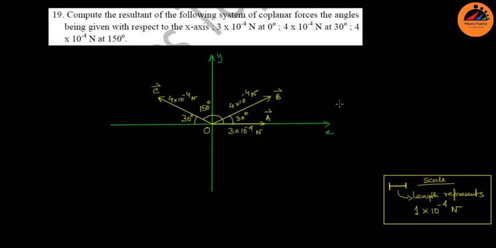Let's name them. So vector A has no y component, so that is 3 into 10 to the power minus 4 i cap. That's all. B has an x component and a y component, so it is 4 into 10 to the power minus 4 cos 30.